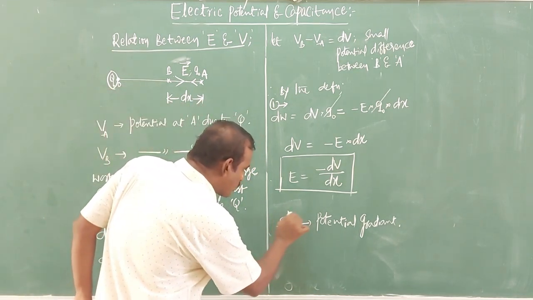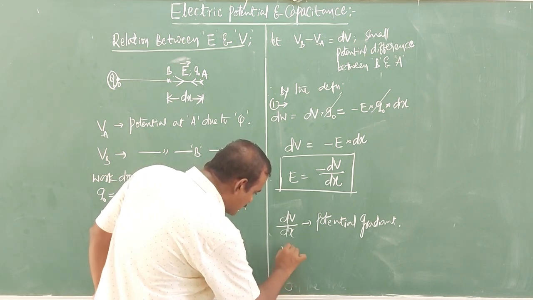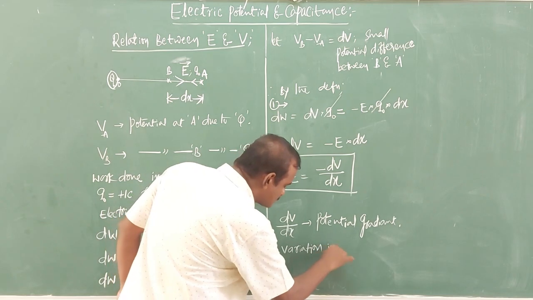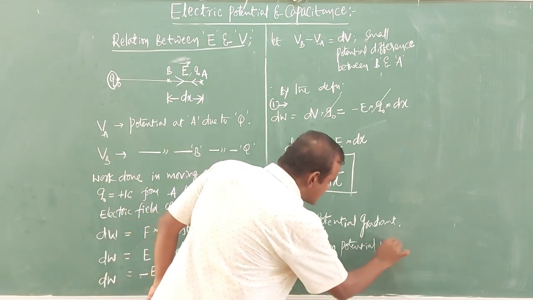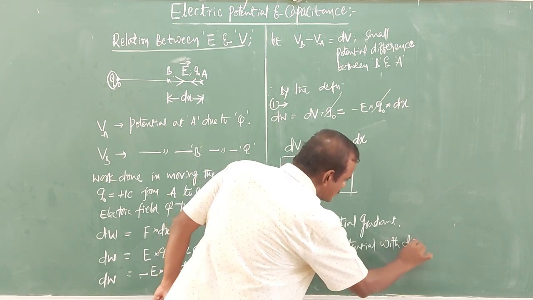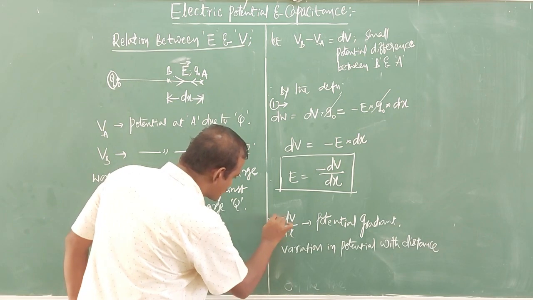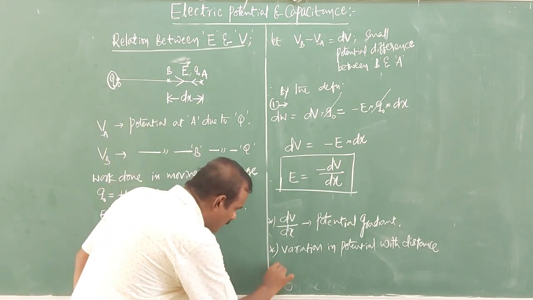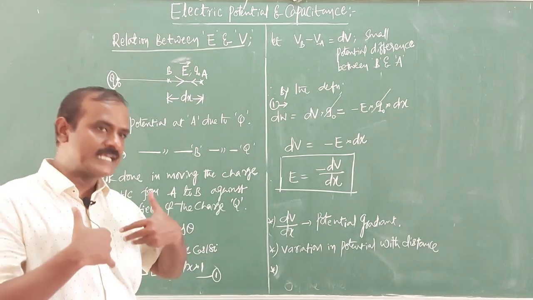So here is the potential gradient. What is potential gradient? Variation in potential with the distance. This is the first point to notice. This is the next point to notice. And thirdly, very important, the negative sign. The negative sign shows a decrease in potential with increase in distance.